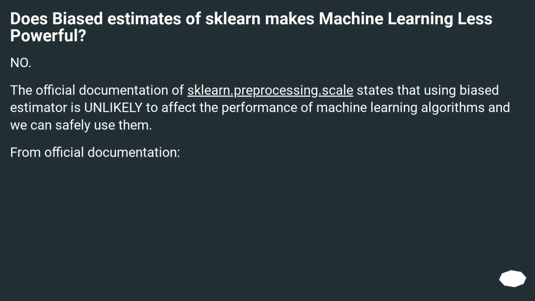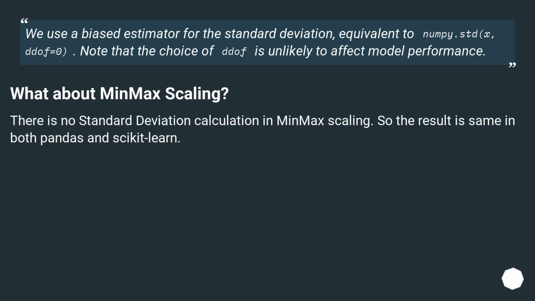Does biased estimates of sklearn make machine learning less powerful? No. The official documentation of sklearn.preprocessing.scale states that using biased estimator is unlikely to affect the performance of machine learning algorithms, and we can safely use them. From official documentation: we use a biased estimator for the standard deviation, equivalent to numpy.std, ddof equals 0. Note that the choice of ddof is unlikely to affect model performance.